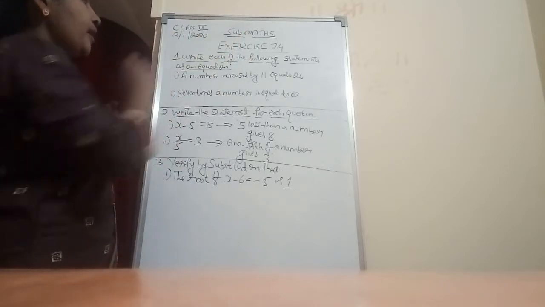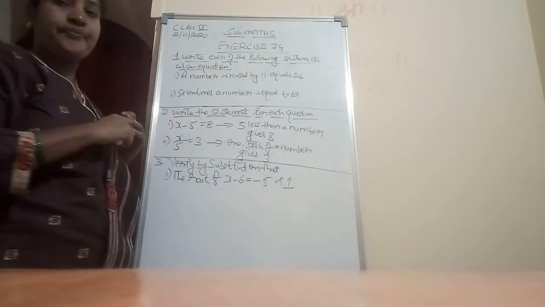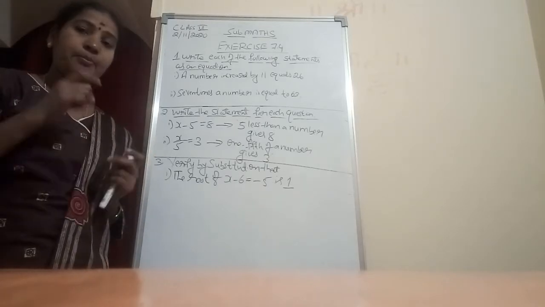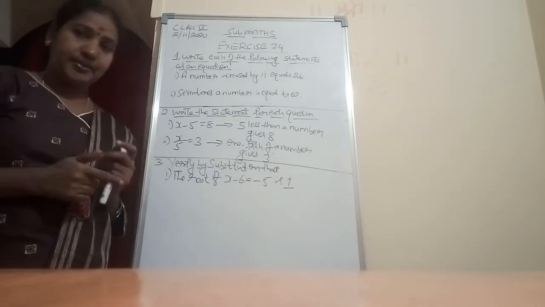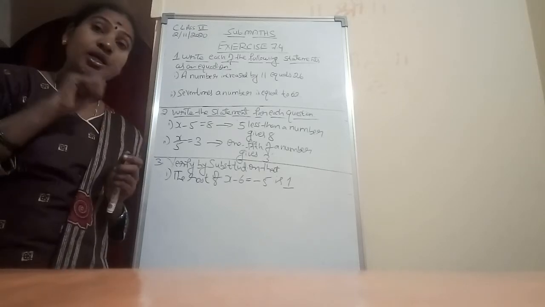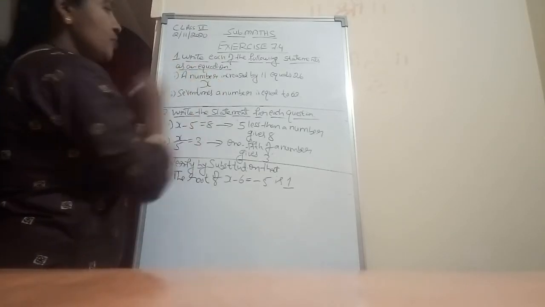First one: a number increased by 11 equals 26. A number, you can consider x, y, z, any number. A number increased by 11 equals 26. Equals is nothing but the equal sign we have to write. Let me consider the number next, children.